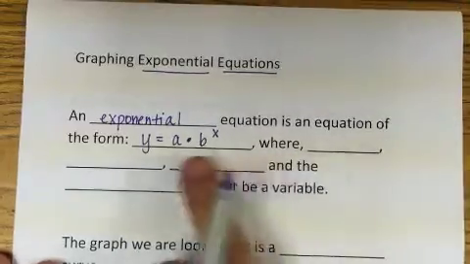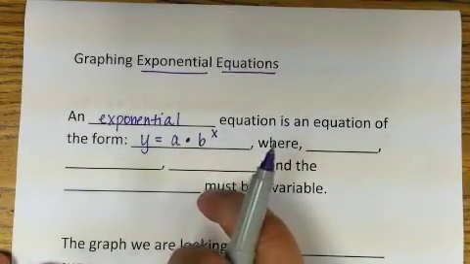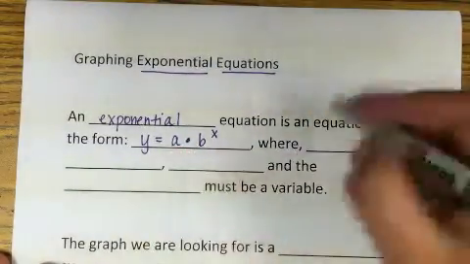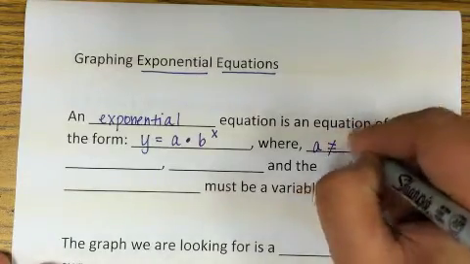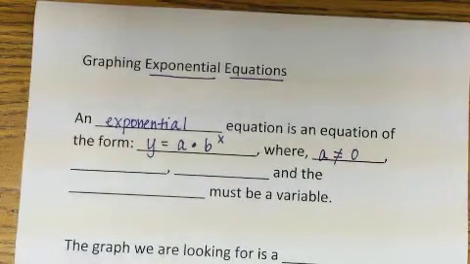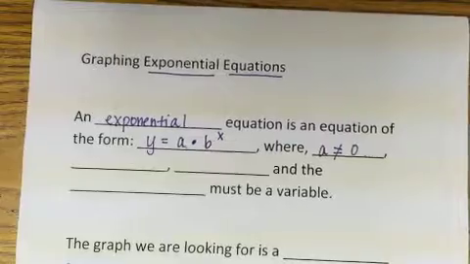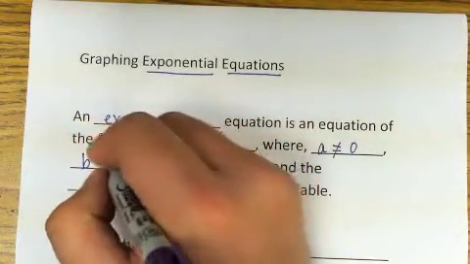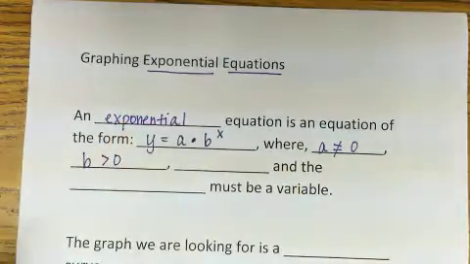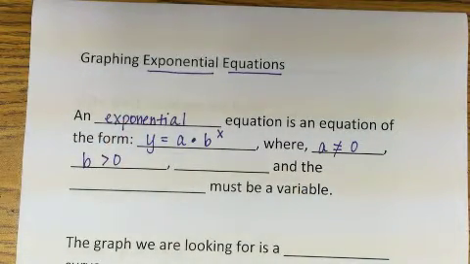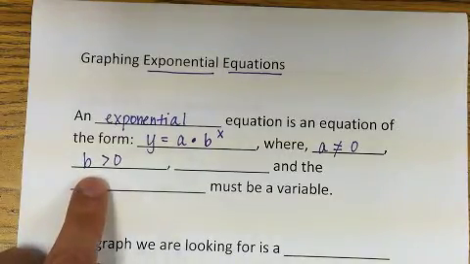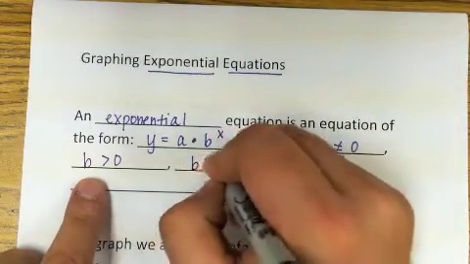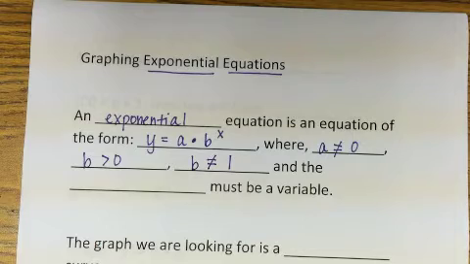Now there's a couple rules that come with this formula. One is this a value cannot equal 0. That's one rule. Second of all, this b value has to be greater than 0, which means b has to be positive. And the other thing with it being positive, b cannot equal 1.